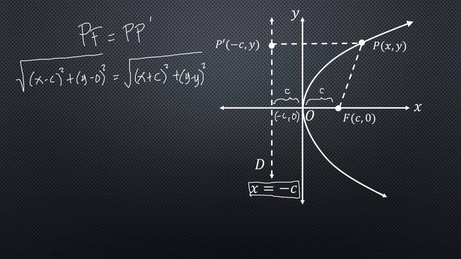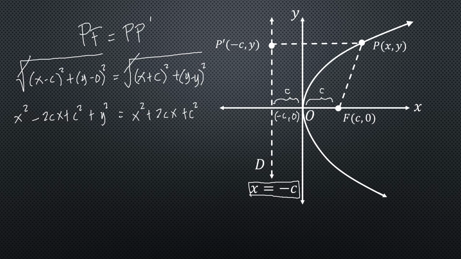Squaring both sides will get rid of the radical symbol. So the square of the binomial (x minus c) squared is x squared minus 2cx plus c squared. (Y minus 0) squared is y squared. On the right hand side, we have x squared plus 2cx plus c squared, and y minus y is equal to 0.